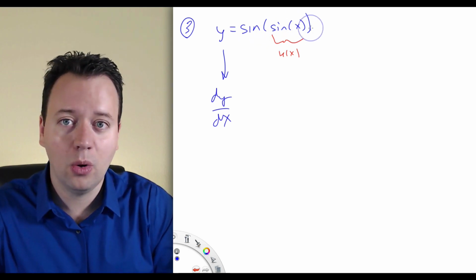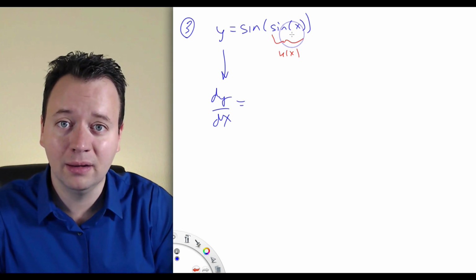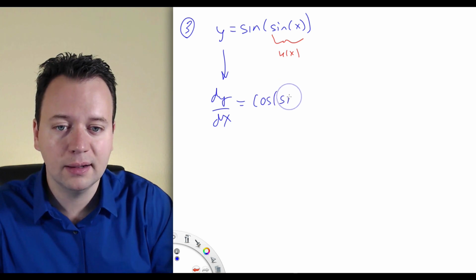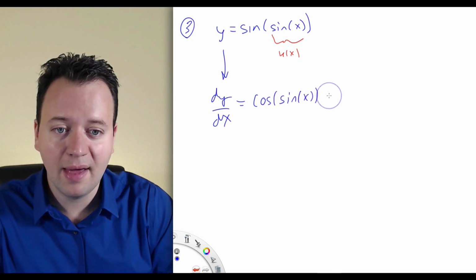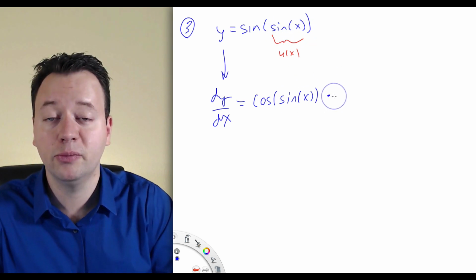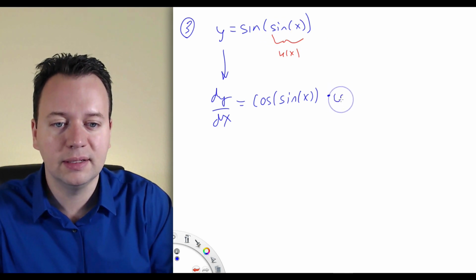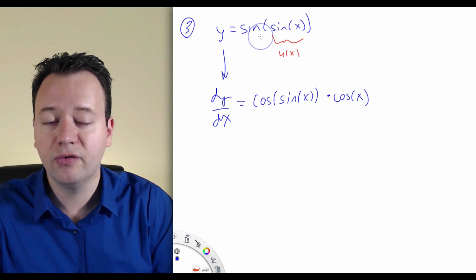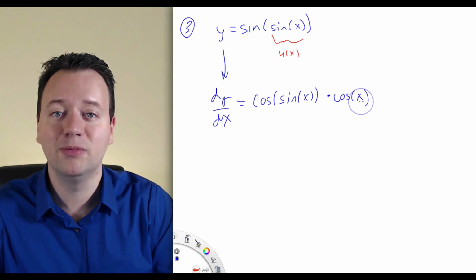I don't care what is in here yet. It's just sine of something. The derivative is going to be cosine of something, so it's going to be the cosine of sine of x. Then when we've got that down, we go back and look at that something. We look at the u of x and multiply by its derivative. The derivative of sine is cosine, so it's going to be times cosine of x. So the derivative of sine of sine of x is cosine of sine of x times cosine of x.